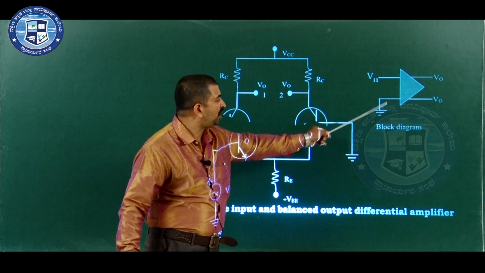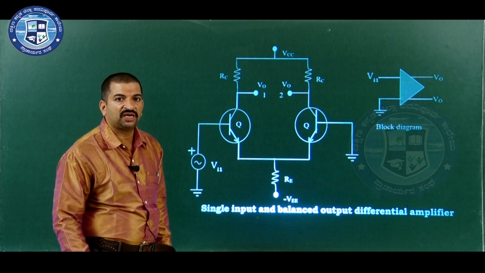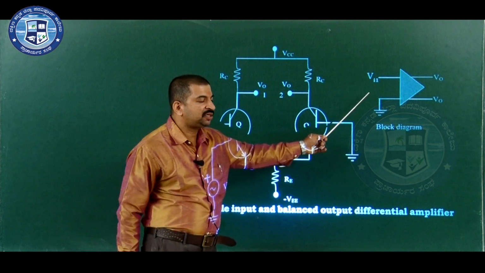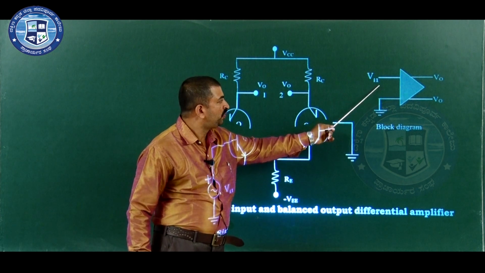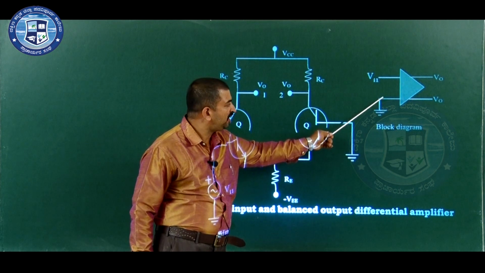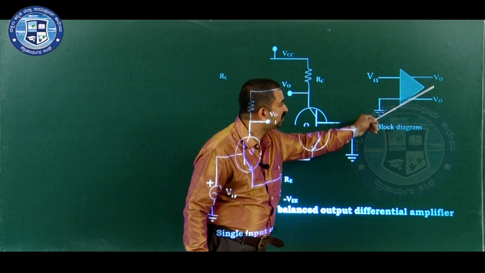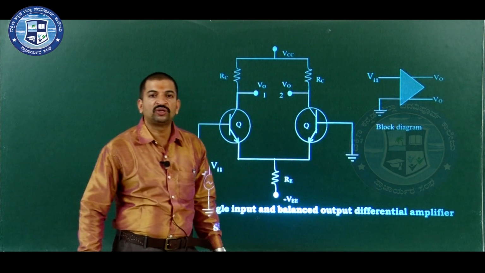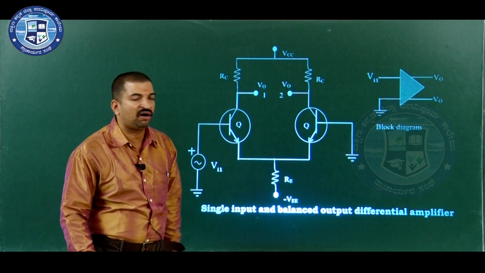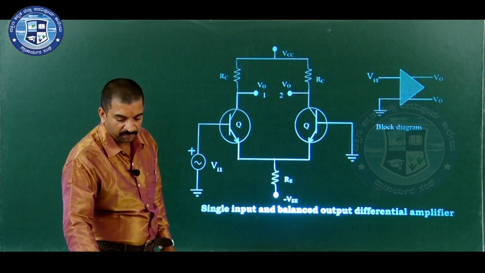Let us study the block diagram of the single input balanced output differential amplifier. In this case, the input signal is applied to one of the input terminals, the other input terminal is connected to the ground. The output signal is measured across the collector terminals of both transistors. This is the block diagram of the single input balanced output differential amplifier.